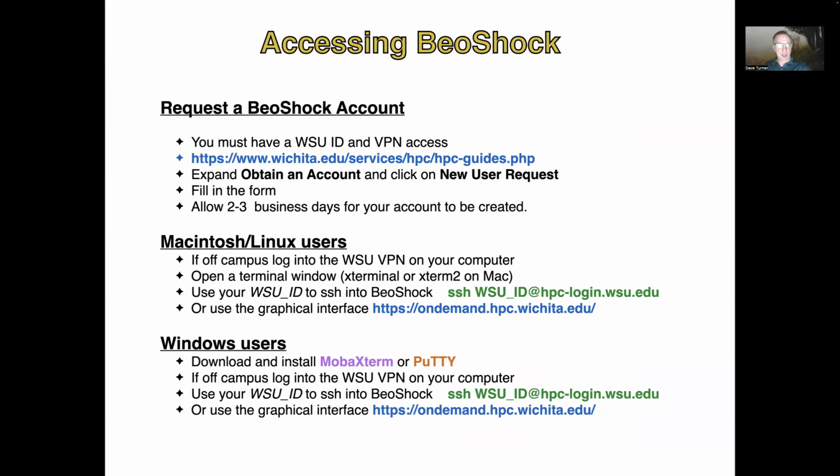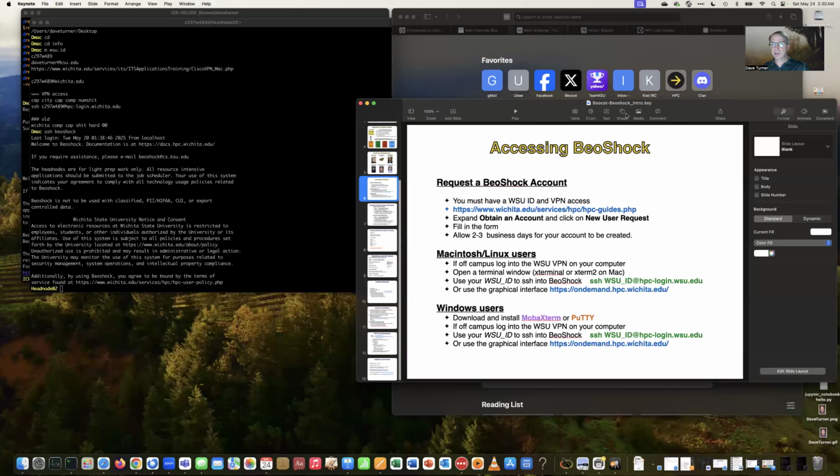To access BeoShock, if you don't have an account already, you have to start with a Wichita State University ID, and that gives you VPN access. Once you're logged into the VPN, you follow that link there to get to the HPC guides, and then you click on the link that says obtain an account and new user request. I'll show you those just briefly.